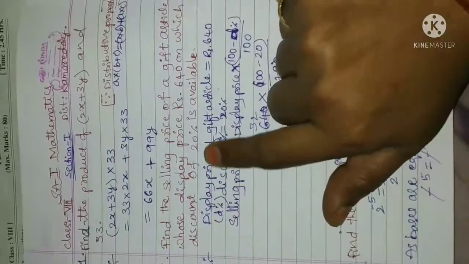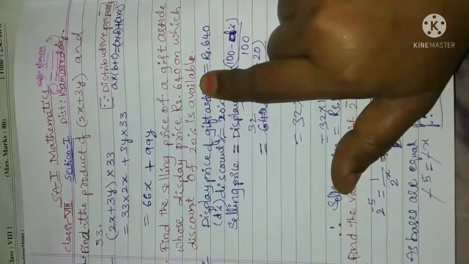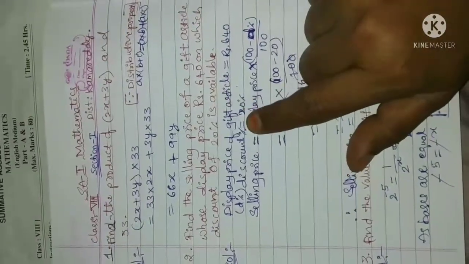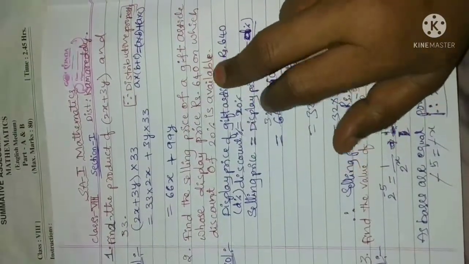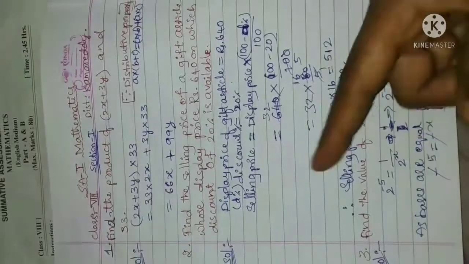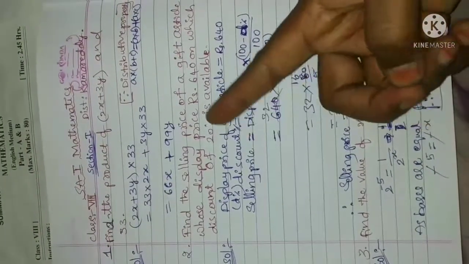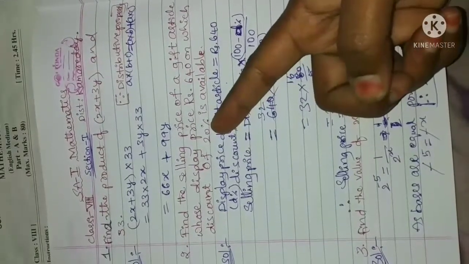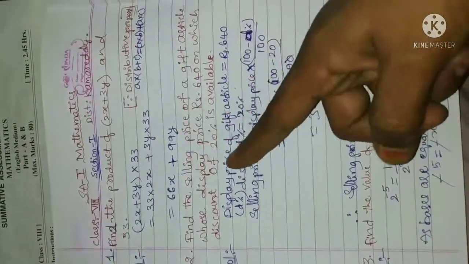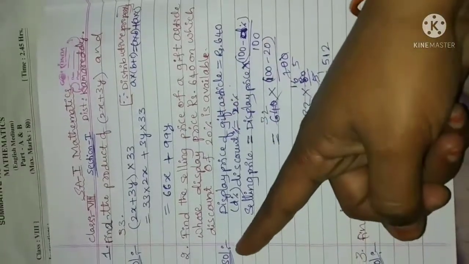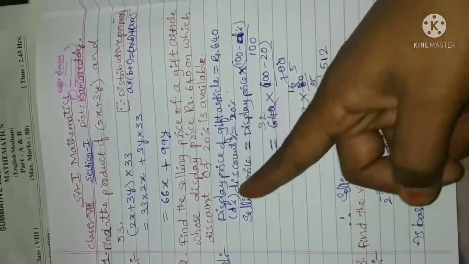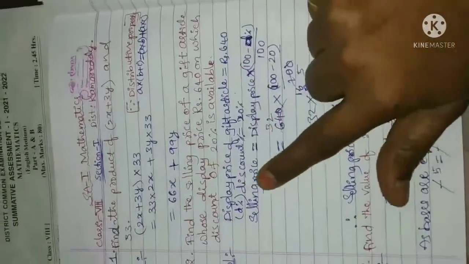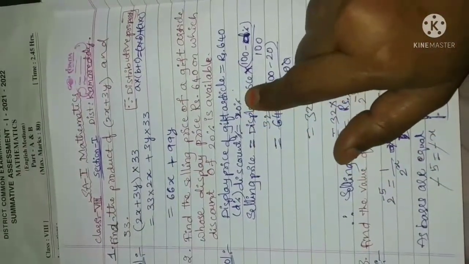Second question, find the selling price of a gift article whose display price is rupees 640, on which a discount of 20% is available. Here you observe he has given display price as rupees 640, and we have to find the selling price with the help of discount percent, 20%.